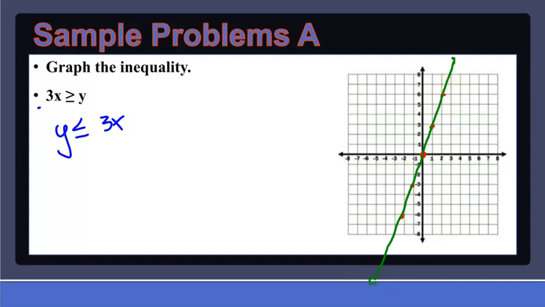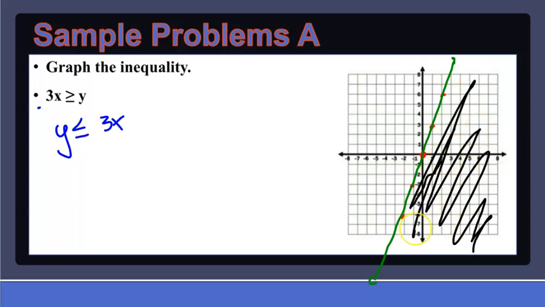Now it has to be less than. Less than is underneath the line, so that would be everything on this side. Now I can't use (0, 0) as my test point because the line goes through it. Everything on the line would work, but then I don't know which side to go to. So if I choose (1, 1), if I put 1 in for y and 1 in for x, 1 is less than or equal to 3. (1, 1) is going to be right here, so that's the side that I shaded.